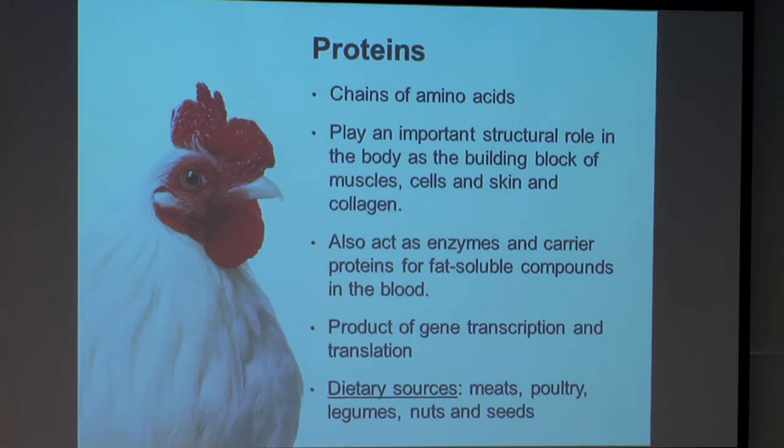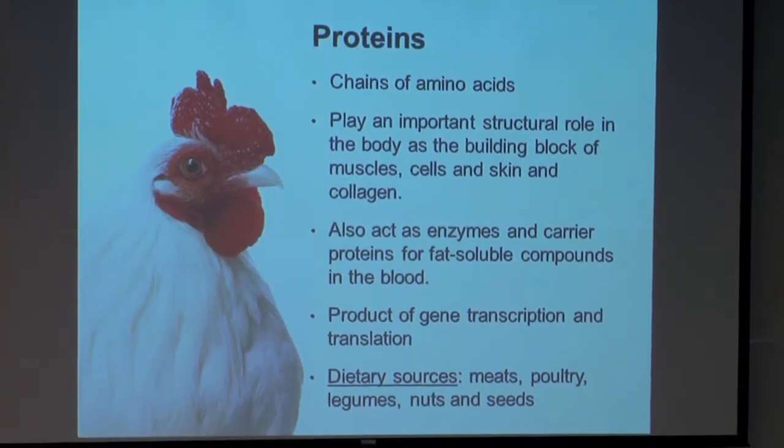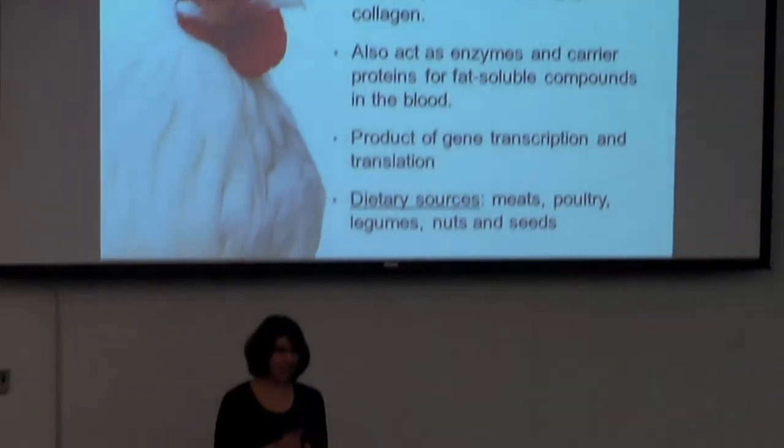For those of you who are interested in genetics and some of the molecular biology issues, proteins obviously are the product of gene transcription. It's what our genes encode. It gets translated into proteins, and that's how our body does its cell signaling. Obviously, good dietary sources for proteins are meats, poultry, legumes. I hope you're all familiar with those terms: beans, nuts, and seeds.